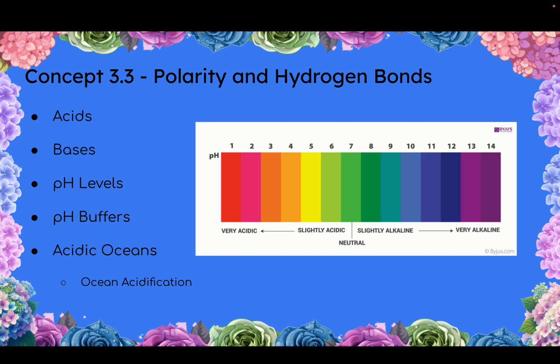All right. And then there's also a thing called pH buffers. A buffer is a substance that minimizes changes in concentrations of H+ and OH- in a solution. So it basically reduces the potency of acids and bases.